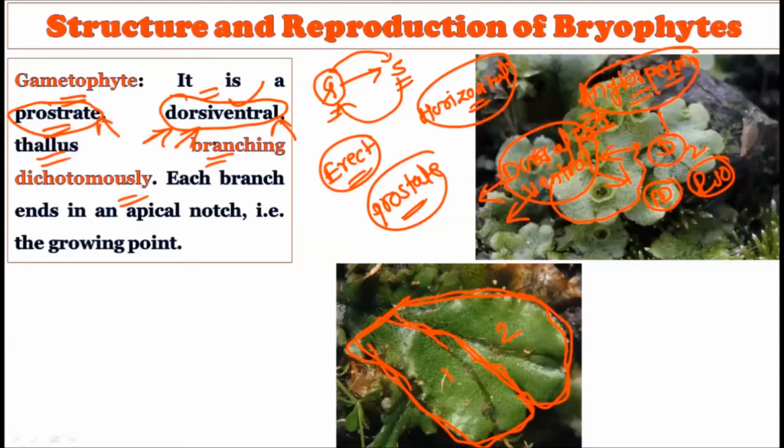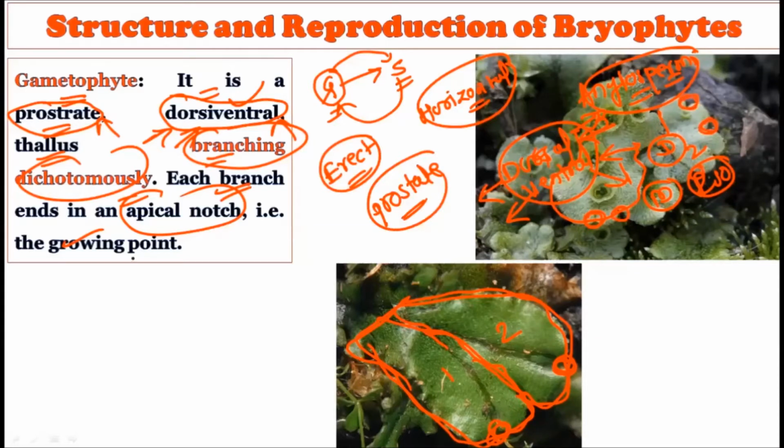Okay, now it branched dichotomously, and each branch ends at the apical notch. See, the apical notch is here. Observe in this particular picture, the apical notches were shown by these bryophytic thallus.